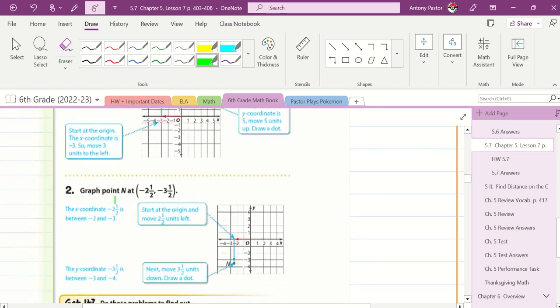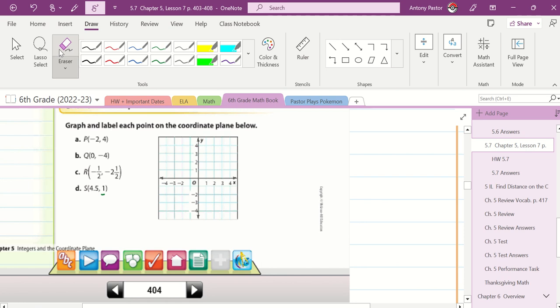So we're going to go ahead and graph the ordered pair N, or the point N, which is -2.5, -3.5. So I'm going to go left, and then I'm going to go down. This is all by whole numbers. So I'm going to go -2.5, so right between -2 and -3. And I'm going to go down 3.5, so right between -3 and -4. So my point's right there, and I'm labeling it N.